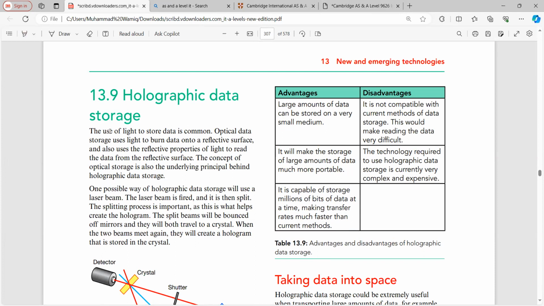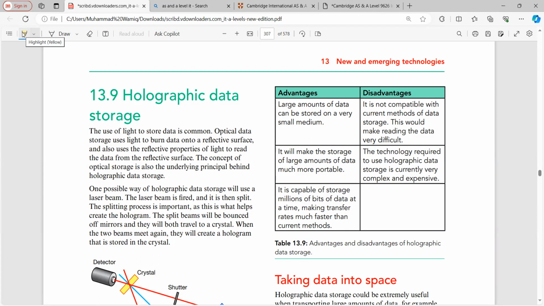Okay, I'm only going to discuss the data storage here. The use of light to store data is a very common phenomenon these days. Optical storage basically uses light to burn your data into a reflective surface. Take the example of a CD. On the back of a CD, you have a reflective surface, and you use laser light to burn your data onto the back of that. That means that we use the reflective properties of light to read the data from the reflective surface.